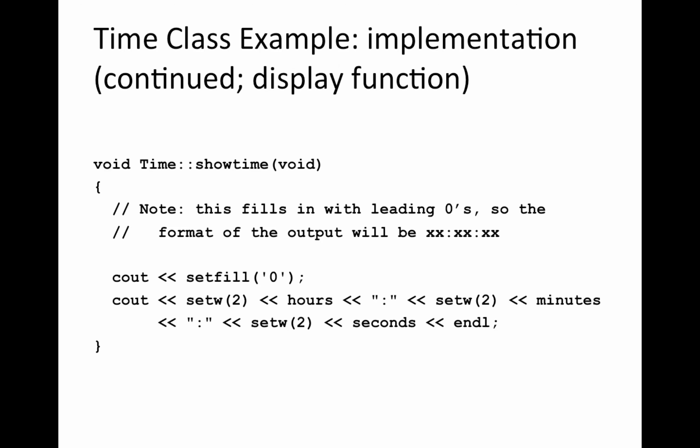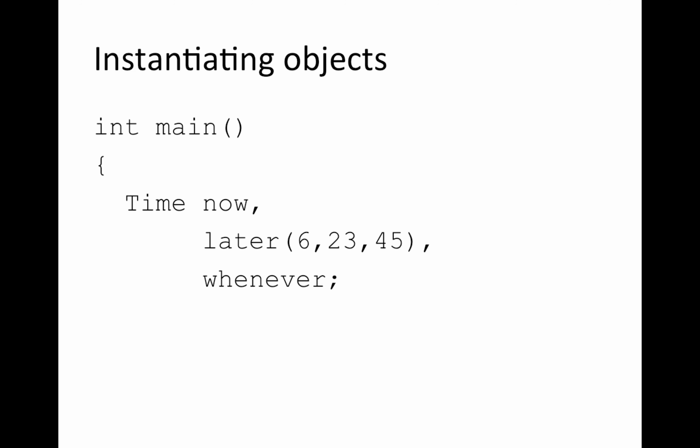Then we would have the main function. So in the main function, what I'm doing first of all is I'm creating 3 objects named now, later, and whenever. This looks a lot like variable declarations, but what we're doing is we're instantiating objects named now, later, and whenever. So now, later, and whenever, these are all instances of the time class. So an object is an instance of the class. Now notice that with now, I'm not passing any arguments. Later, I'm passing 62345, and whenever, again, no arguments.